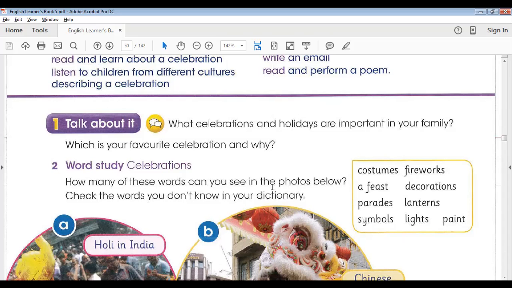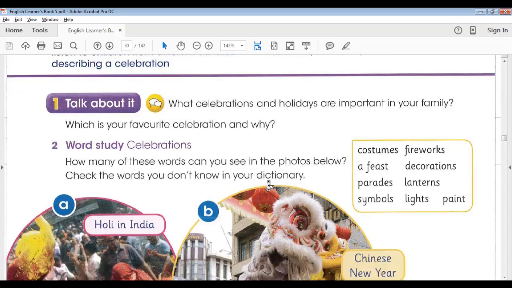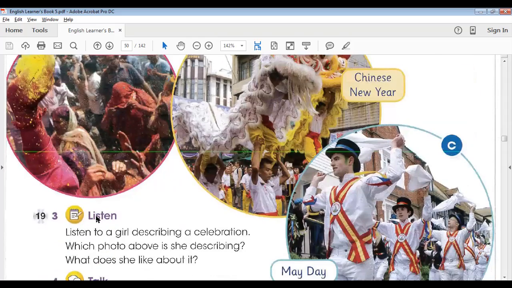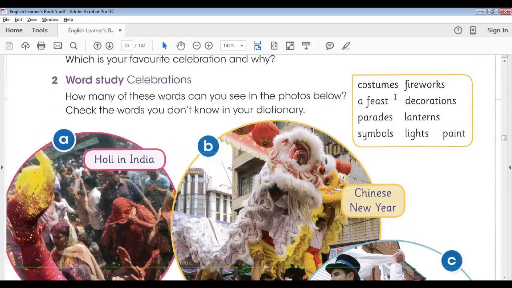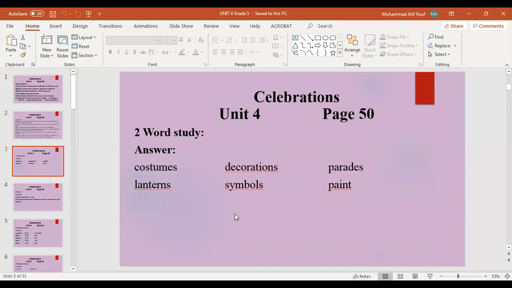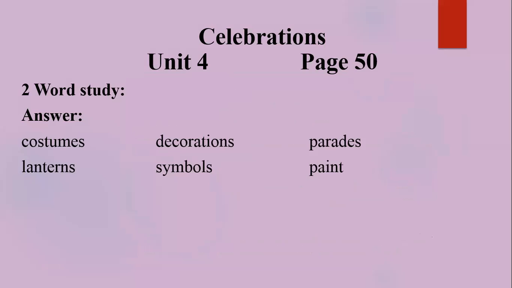After that, we discussed the word study. It is also a kind of vocabulary exercise. How many of these words can you see in the photos below? So we looked at these pictures and we discussed these vocabulary words. I already discussed the meanings of these words in the vocabulary slide, so the students easily identified these vocabulary words in the pictures, and then I displayed the answer to the class.